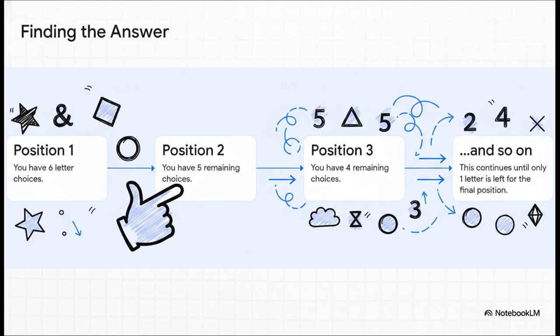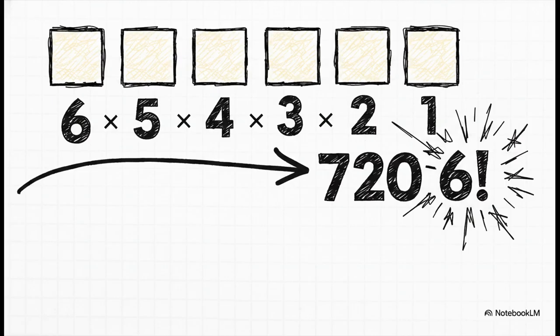How many choices are left for the second spot? Well, only 5. And for the third spot? Now we're down to 4. You see where this is going? It just keeps going down until there's only 1 letter left for that very last spot. So to get the total number of possibilities, all we have to do is multiply those choices together. 6 times 5 times 4, all the way down to 1.